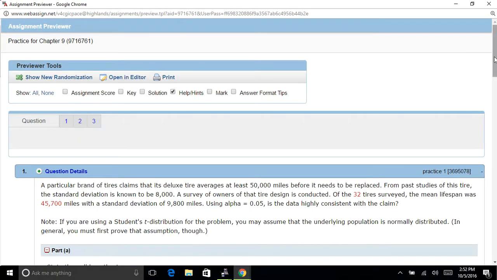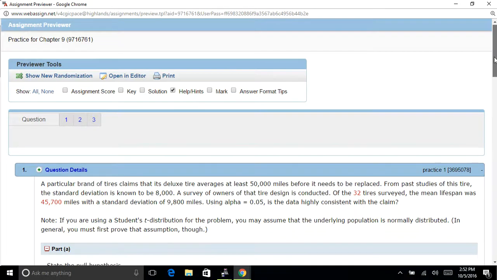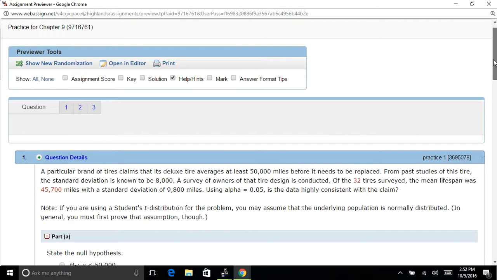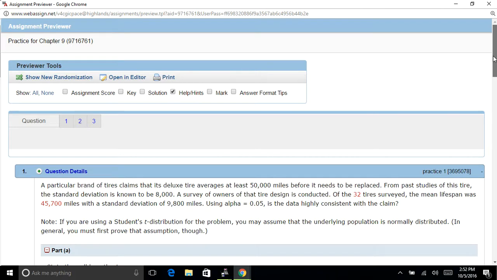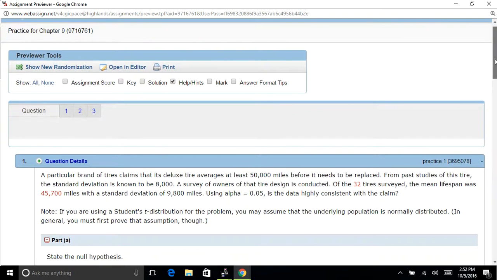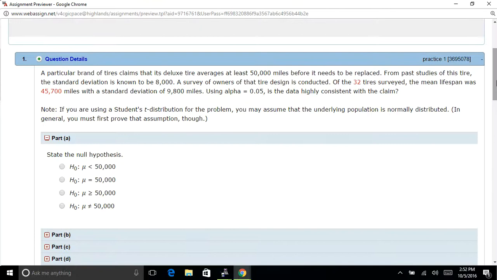Hello, I'm going to go ahead and do one of the practice problems for chapter 9, and it's the one for z-test. And it's number 1, and I know I already told you that, but I want to go through and show you what to look for and how to solve it. So let's look at the problem.